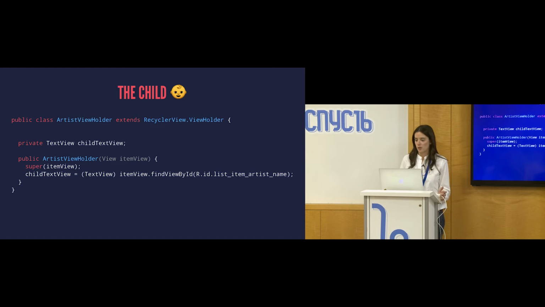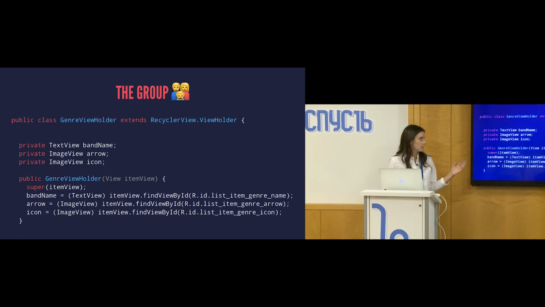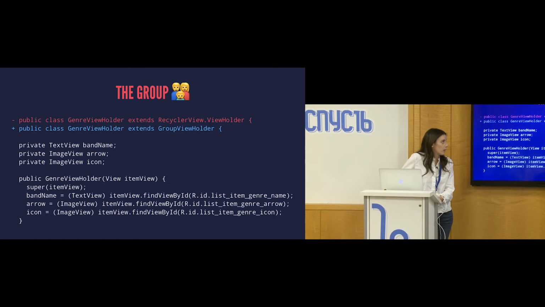And to make it compatible with our library, instead of extending the regular RecyclerView view holder, you have to extend child view holder. It's that simple. Next up is the group. Again, super standard RecyclerView view holder. More things going on here because there's a name, an arrow, and an icon, but very simple, standard. And again, the only change you have to make here is extending the library-provided group view holder class.